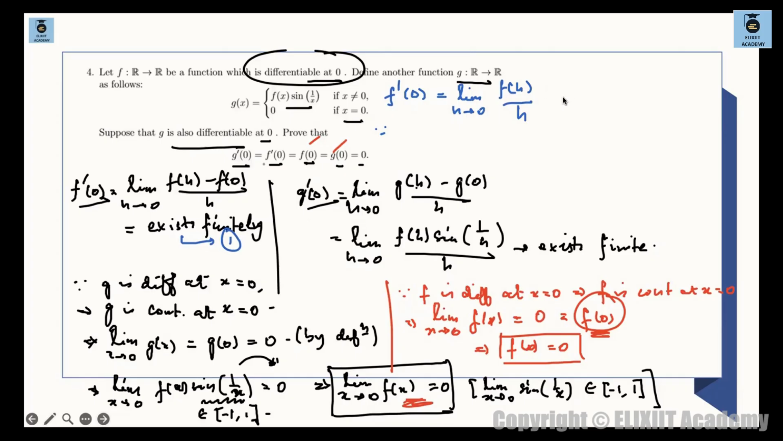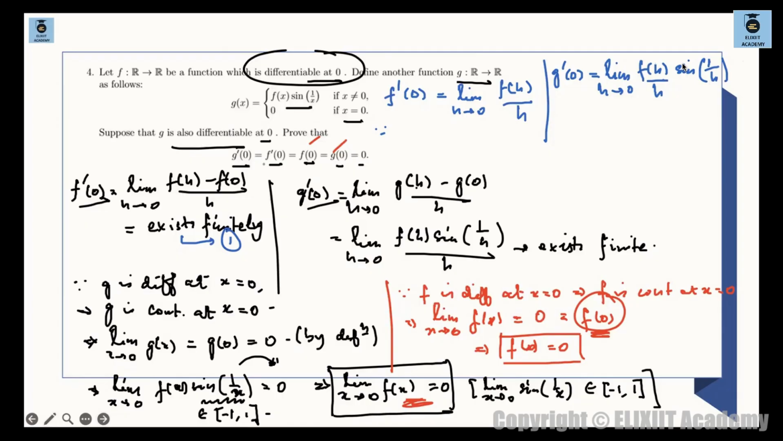Suppose I consider, we have to simplify g dash of 0, right? So g dash of 0 is basically, from here, limit h tends to 0, f of h into sine 1 by h upon h. Now this is equal to 0. We have to prove this thing, that this is equal to 0.